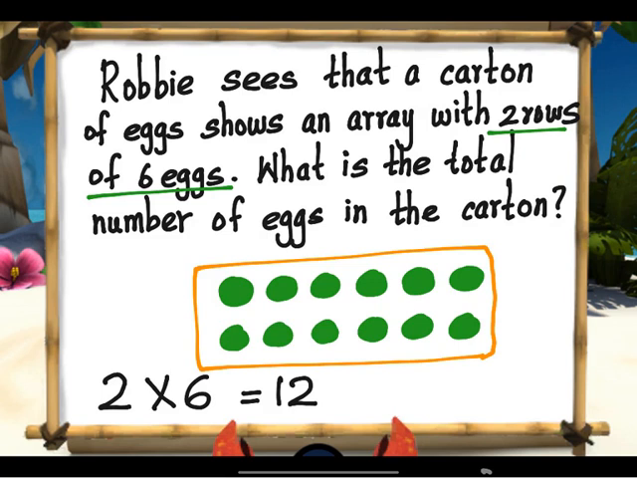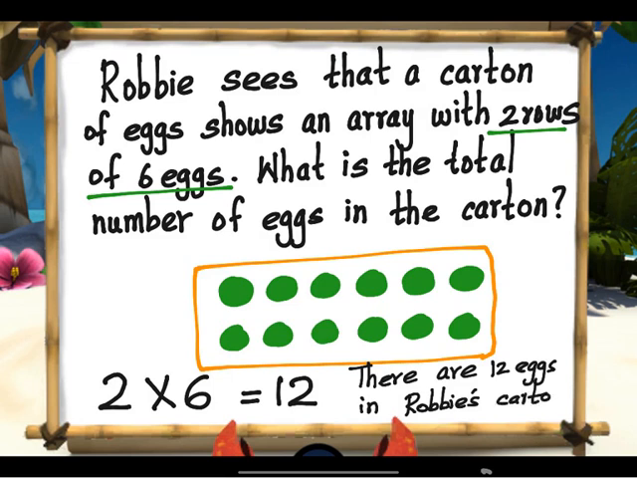So let me write that down. There are 12 eggs in Robbie's carton. Period. So that is a statement for this question.